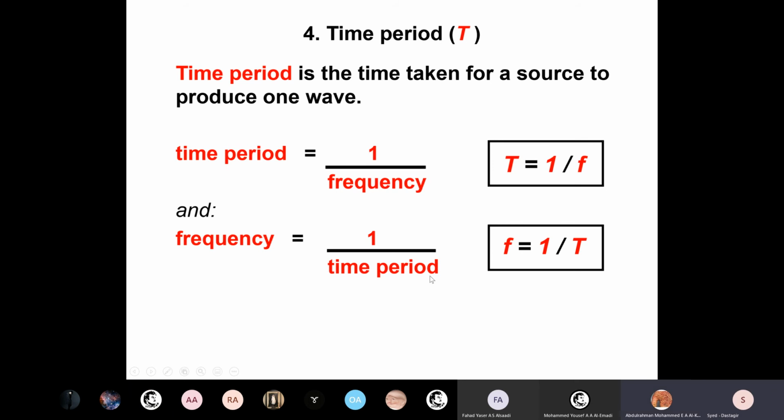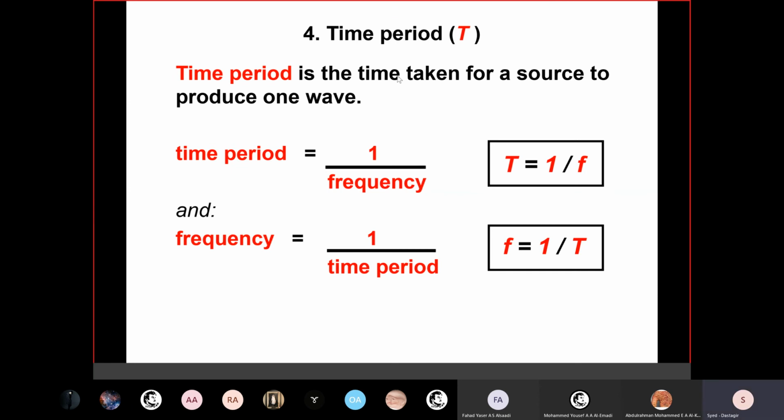Can you repeat? I can indeed. So we have time period, which means the time taken to produce one wave. How do we calculate time period? Muhammad Ghanim, you want to share? What do you want to share? No, I pressed it by accident. I wanted to put full screen. Okay. Can you cancel it then? How do I cancel?